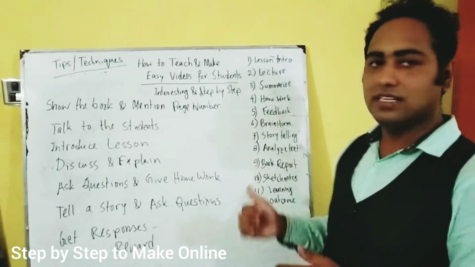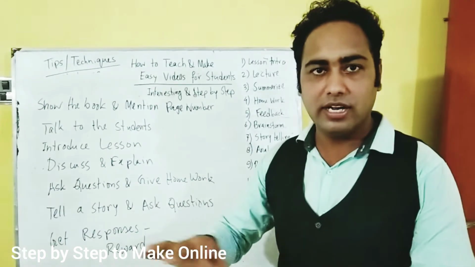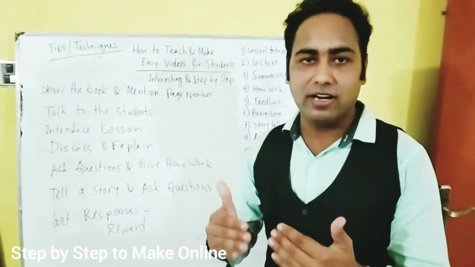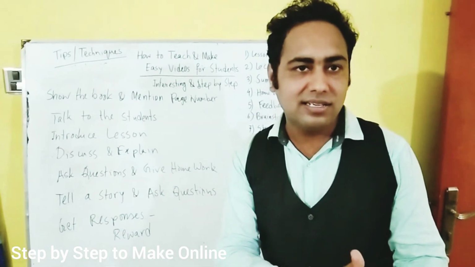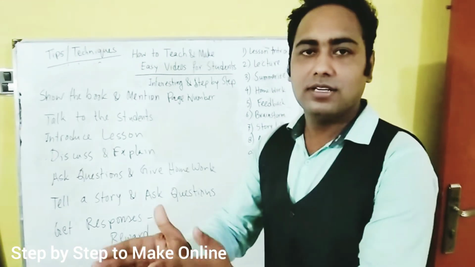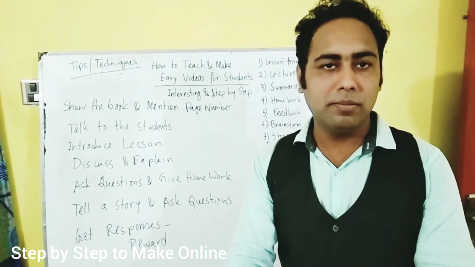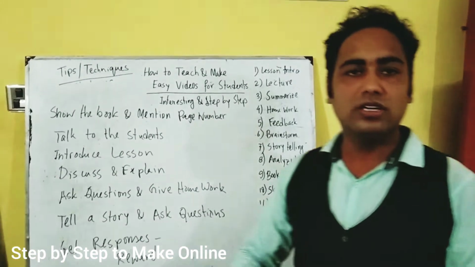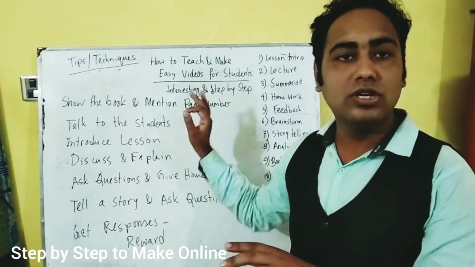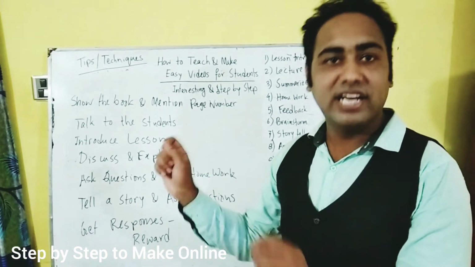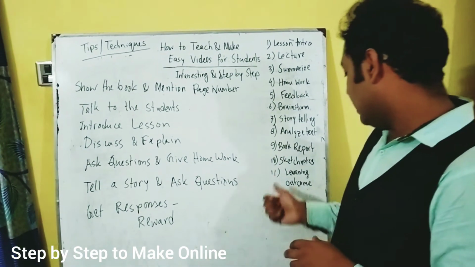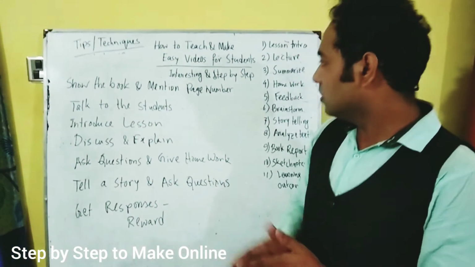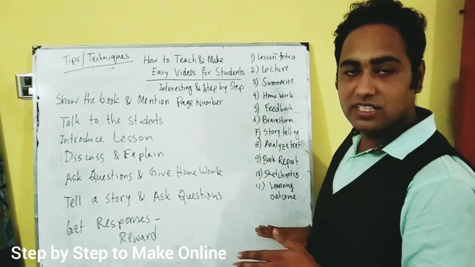And then analyze text, which means explain the text, every word, everything that you discuss in the class. Book report, that is the feedback for each student. Suppose Kamal has done well, he deserves A plus, Rohim deserves A, Korim deserves C, something like this. And then sketch notes: when you discuss something, they should write down some notes in their notebook. This will help a lot. And learning outcome: what you will teach and what they will learn in the class, they should know. So these are the 11 things that I have already discussed.